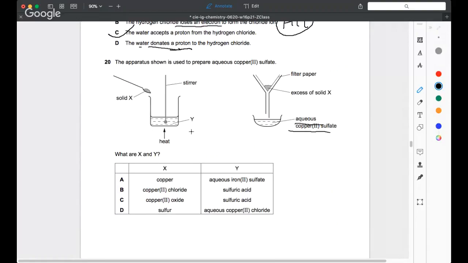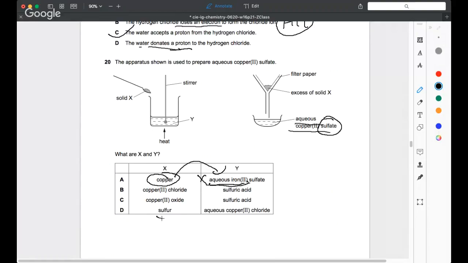Number 20, so we have X reacting with Y to give you aqueous copper sulfate. So we need a sulfate ion. This is wrong because copper cannot replace iron because it's lower in metal activity.